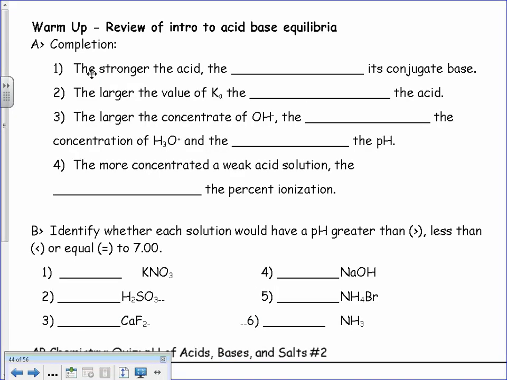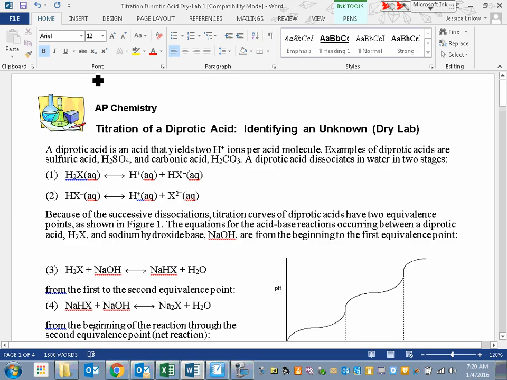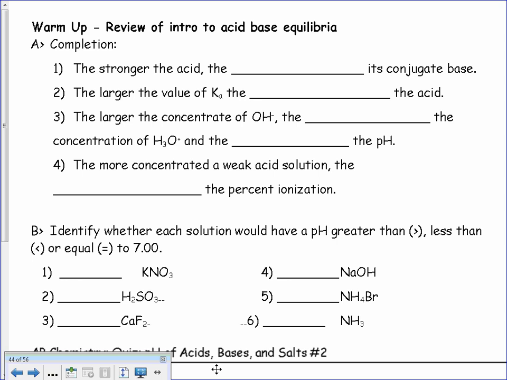Okay, so this is just conceptual review. Shout it out. The stronger the acid, the blank the conjugate base. Weaker. Why? Because it's a better acid. Go backward. The weaker the conjugate base, because it's going to go reverse and reform.